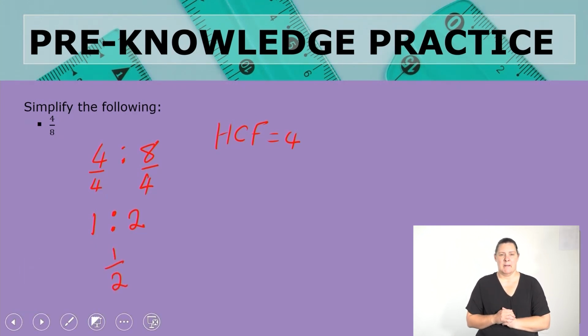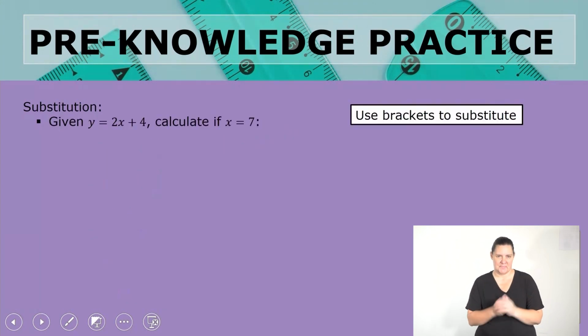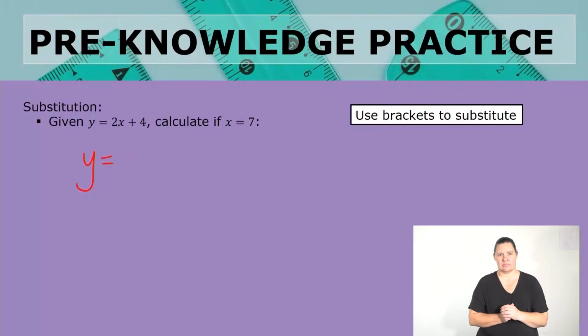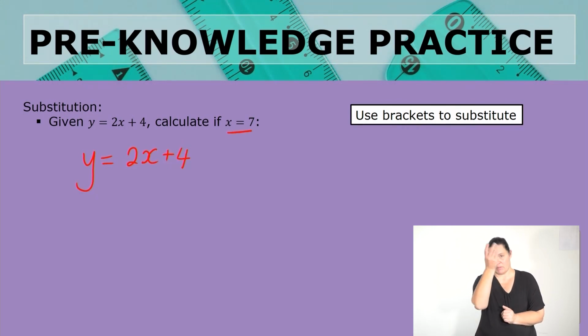All right, let's move on to our next practice. Substitution. We are given here y is equal to 2x plus 4. Calculate y if x is equal to 7. Remember now to use your brackets when you substitute. What I'm going to do is write my equation and use the given information there to substitute. We have been given x is equal to 7.